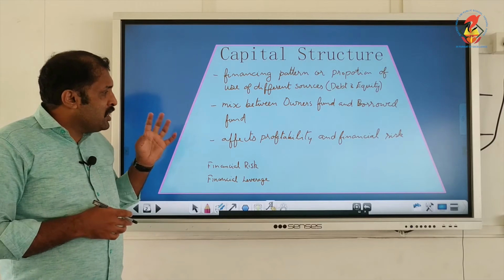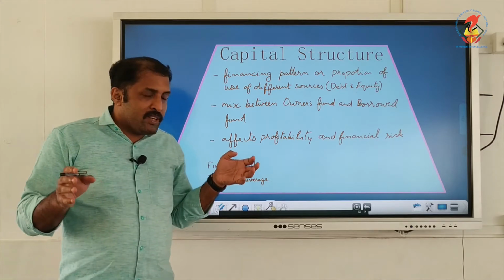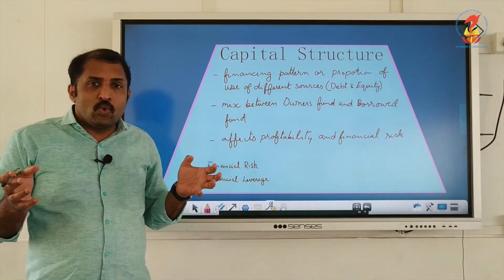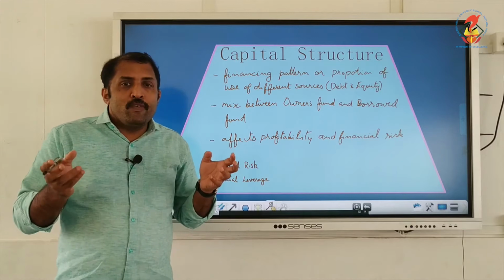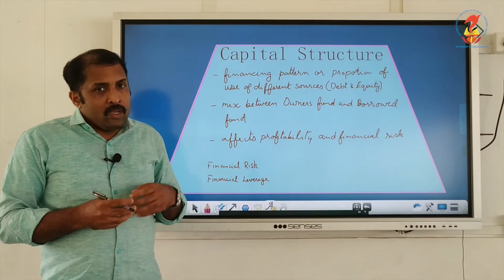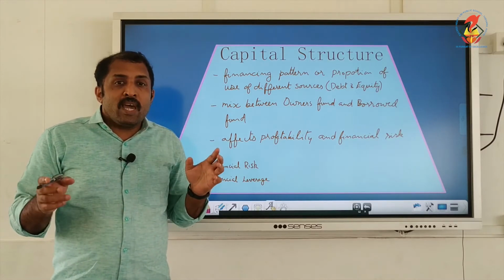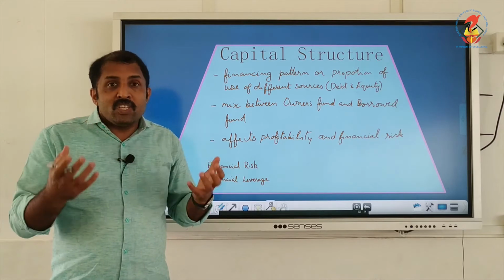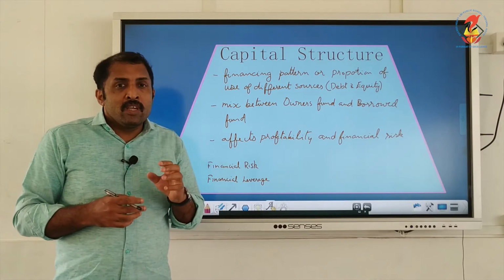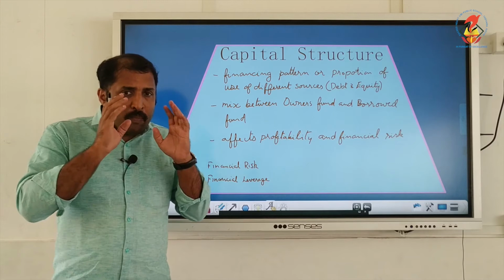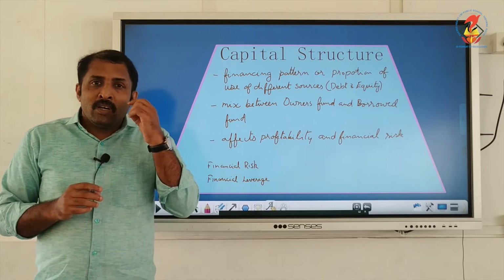And we have to keep in mind that it is affecting profitability and financial risk, because when we are raising funds through equity or owners fund, and when we are raising funds through borrowed fund, both have problems. When we are getting the capital through debt, there are fixed financial charges we have to pay. We have to pay the interest, and that too regularly. Considering no other factors, every payment of this amount has to be paid. So there is a risk factor.